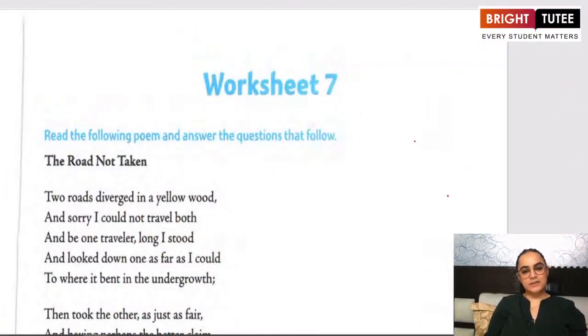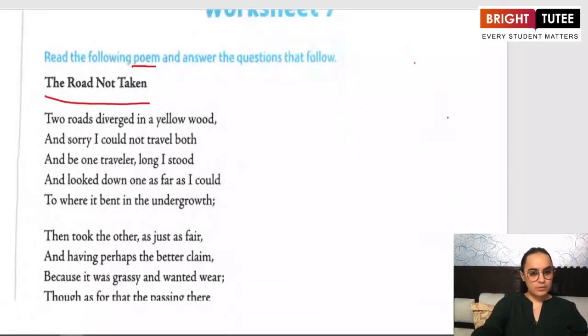In this class, we are going to begin with worksheet number 7 of the reading section, class 11th Alternative English, Nagaland Board. Now in this worksheet, we are going to study an unseen poem, a very famous poem written by Robert Frost, that is The Road Not Taken. So let us start reading the poem now.